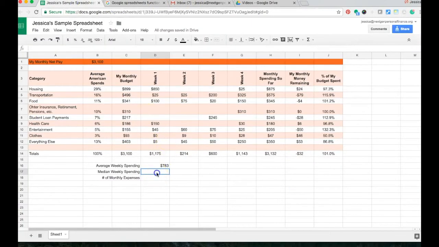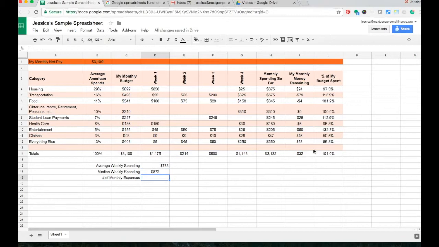Or if you know that off the top of your head, you can just push equals median, open up the parentheses, and tell it which values you want it to find the median of, close up your parentheses, and push enter. Great, so my median weekly spending is 872. I could do the same with the mode, but as you can see for my 4 weeks, none of them were the same, so that's going to be a pretty pointless measure.